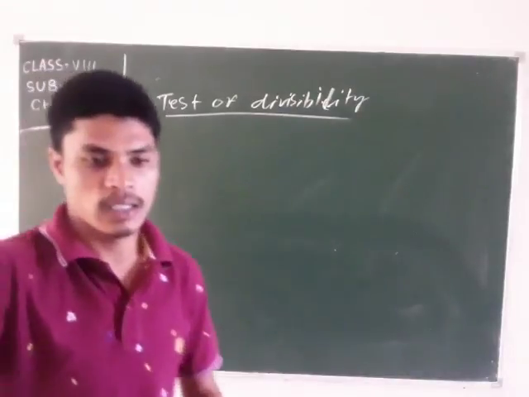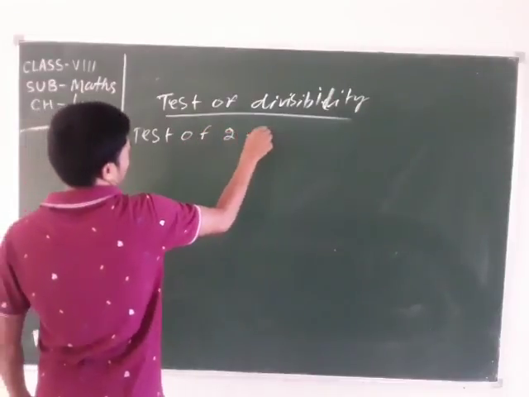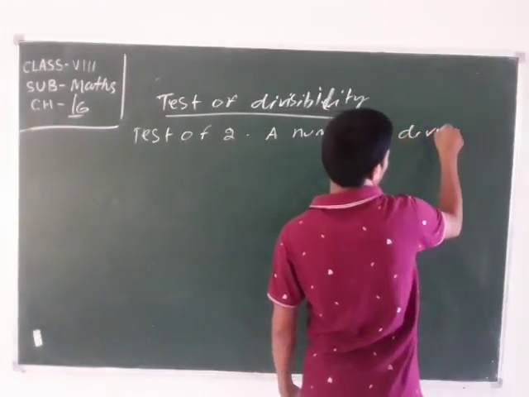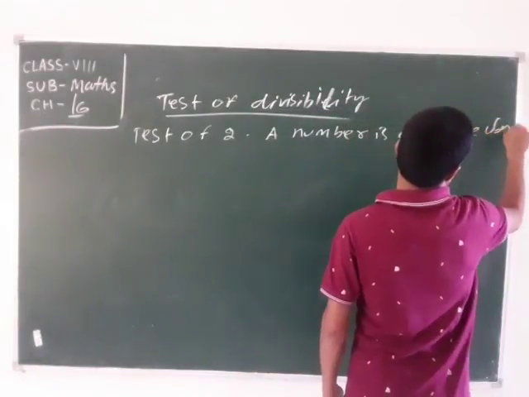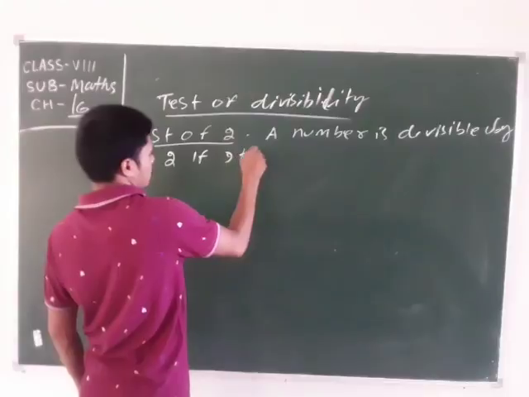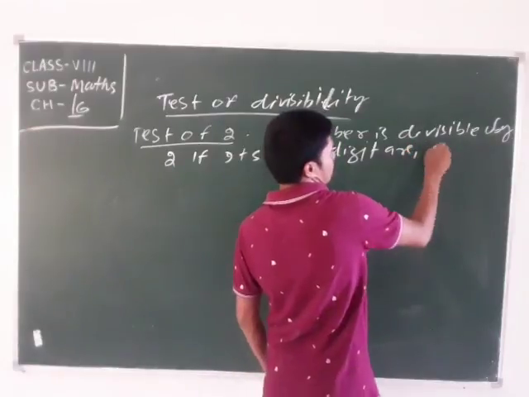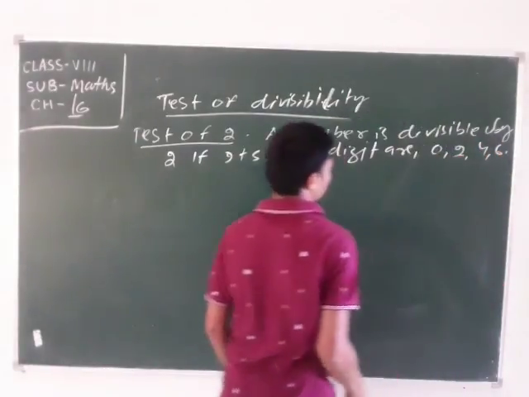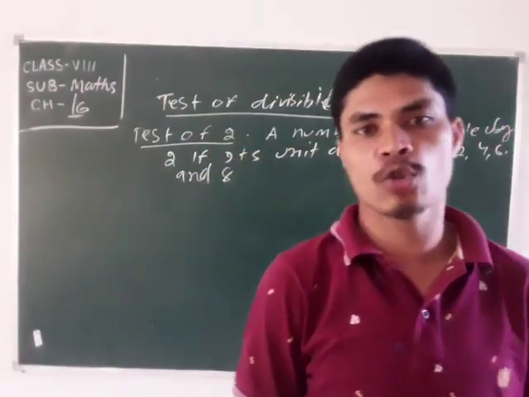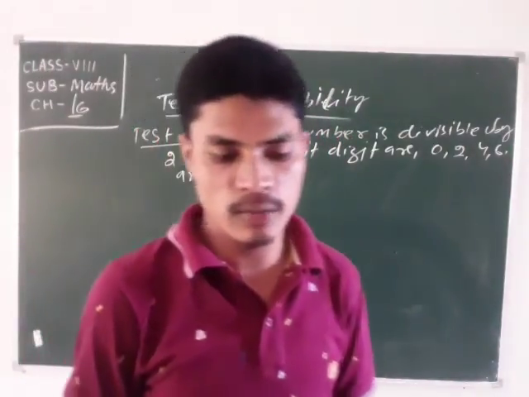Now we will learn about divisibility by 2. Test of 2: a number is divisible by 2 if its unit digit is 0, 2, 4, 6 or 8. That means any number having a unit digit of 0, 2, 4, 6 or 8 is divisible by 2.